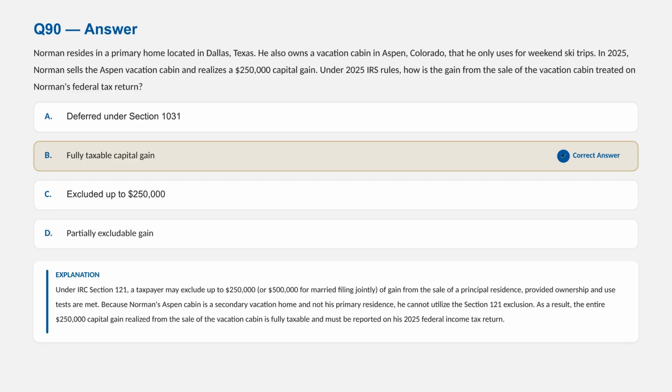the Section 121 exclusion. As a result, the entire $250,000 capital gain realized from the sale of the vacation cabin is fully taxable and must be reported on his 2025 federal income tax return.